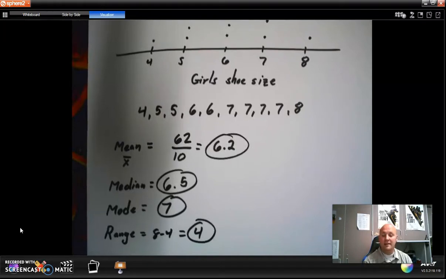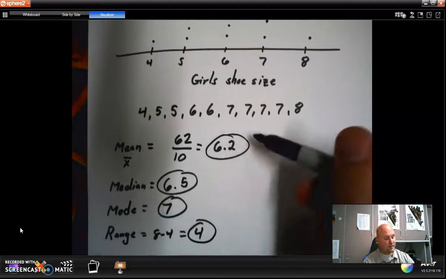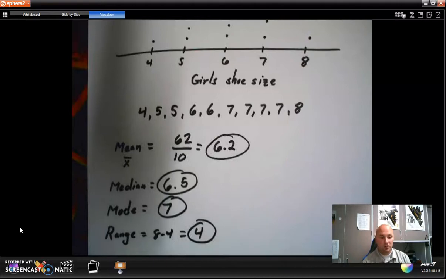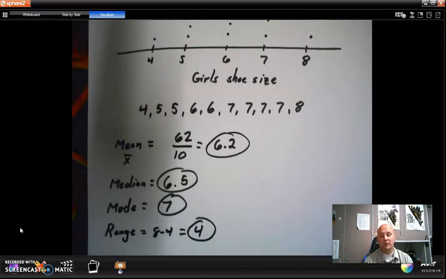So I'm going to give you guys a couple of dot plots today. I want you to take these dot plots, practice them, try it out yourself, practice finding the mean, median, mode, and range, and submit the assignment through Schoology.